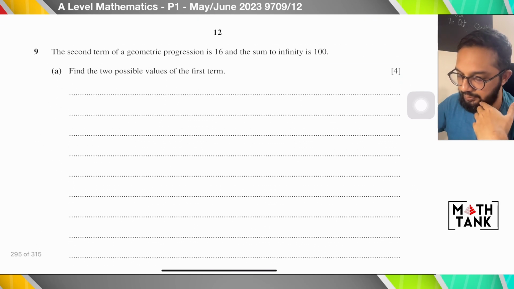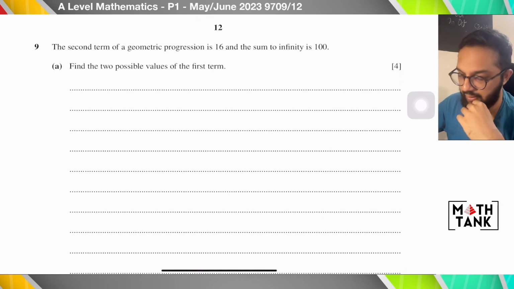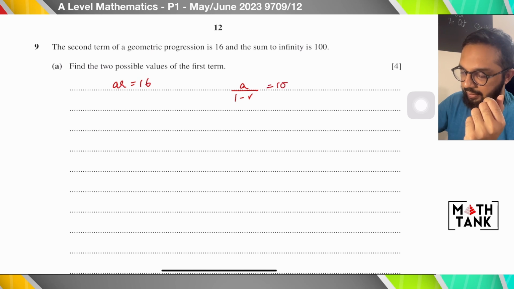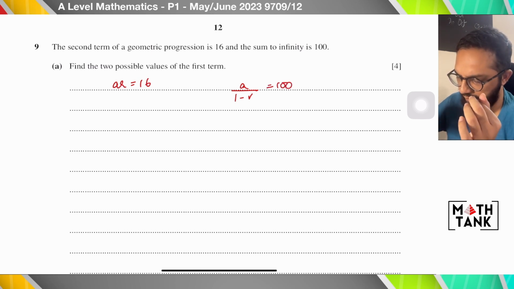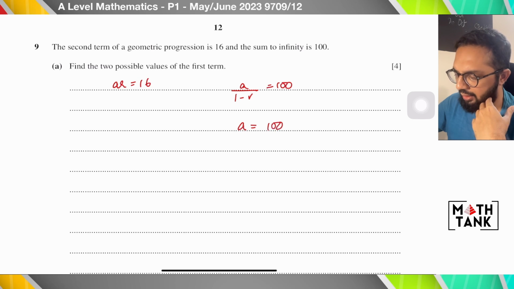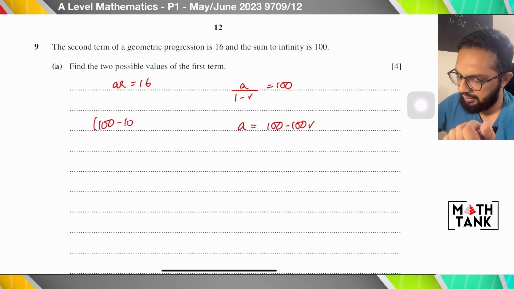Okay, question 9. The second term of a geometric progression is 16 and the sum to infinity is 100. So ar is 16 and a over 1 minus r is 100. Second term is ar, and a is 100 minus 100r. Find the two possible values of the first term. I think this is a question on just solving simultaneously. So 100 minus 100r, multiplied by r, equals 16.